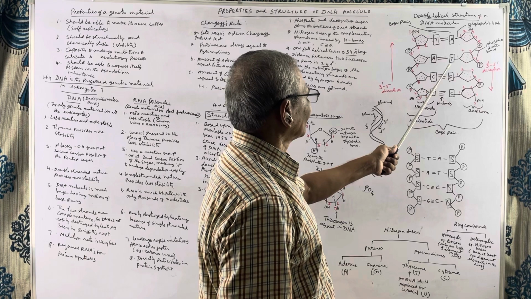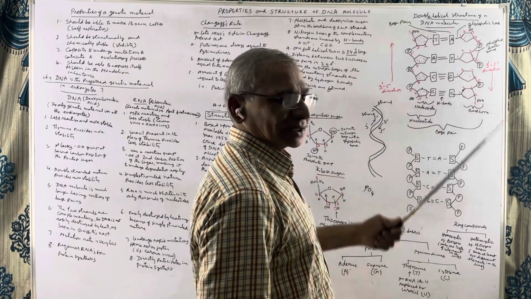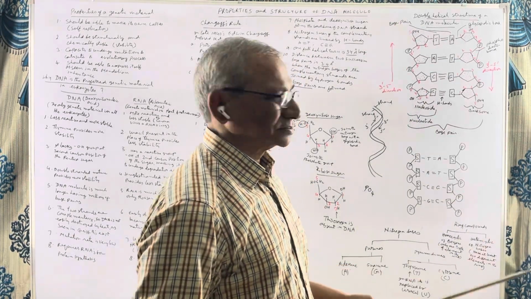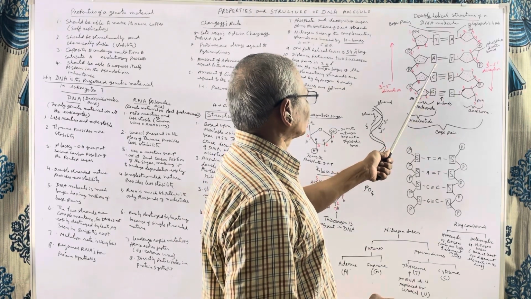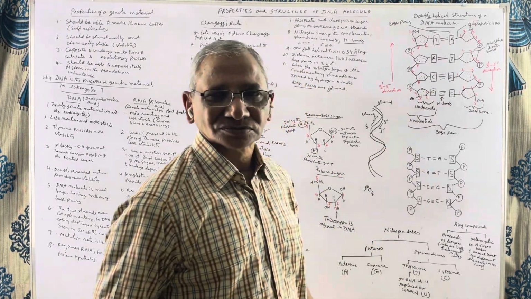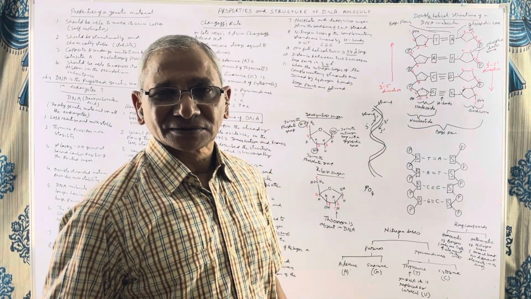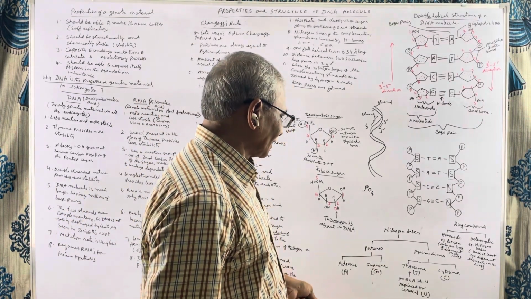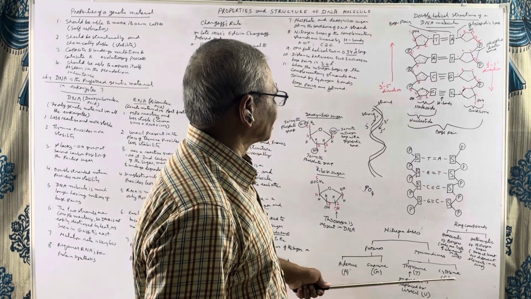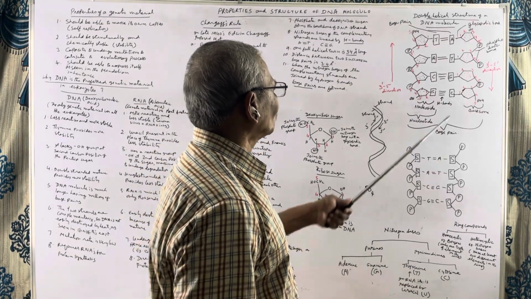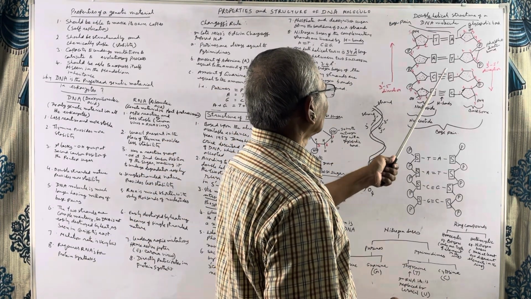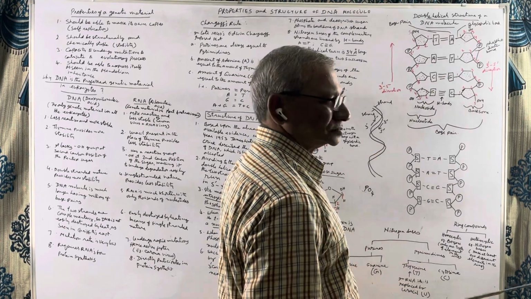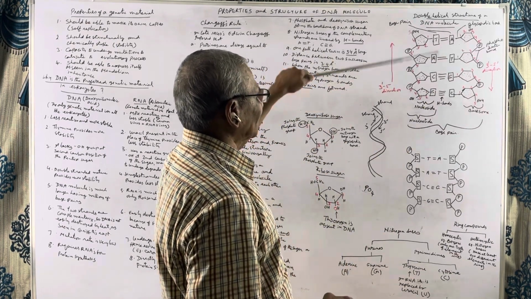Adenine combines only with thymine or pairs with thymine. Similarly, thymine combines only with adenine in the case of DNA. Coming to RNA, I have told you already, thymine is replaced by uracil. If you consider this as an RNA, here you find uracil. But here I am describing a DNA molecule.